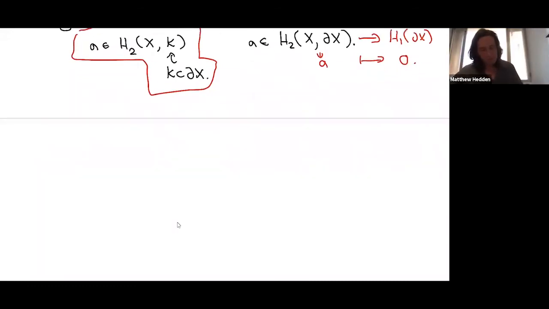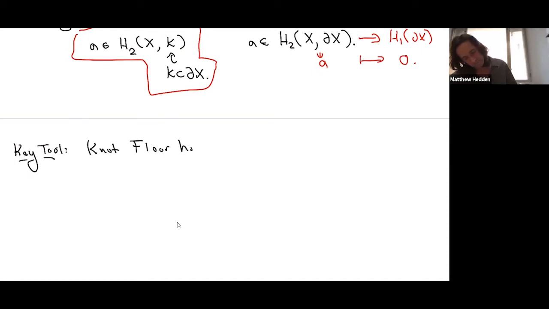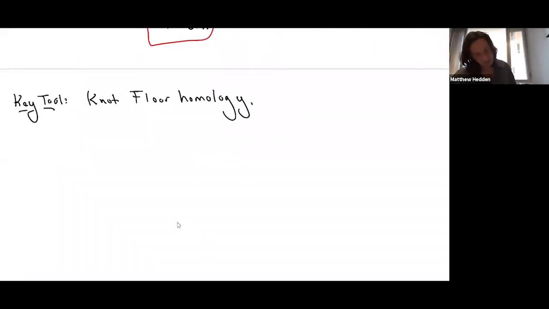Right, so the key tool that we're going to use to set this up is knot Floer homology. So essentially what knot Floer homology is going to do is provide some numerical invariants that will refine the adjunction inequality for closed manifolds that I stated. So let's just do a quick recap then of the last 20 years of Heegaard Floer homology, as much as I need it.